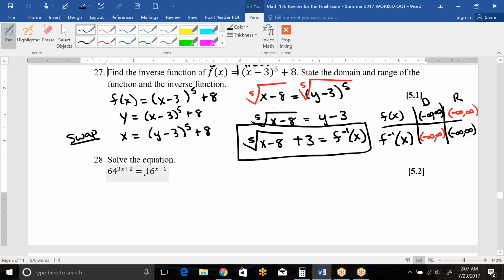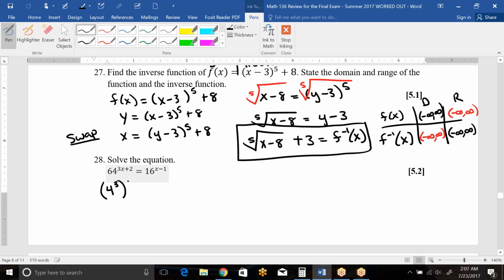Things get a lot more interesting when you have rational functions or even roots, because then you have to worry about your restrictions. Okay, for number 28, we're trying to solve this for x, but x is an exponent. The only way we could solve this, well, there's two ways. If we can get the bases to match, then we can solve it by setting the powers equal. If we can't do that, then we would have to use logarithms. So I believe we can get both of these to be base 4.